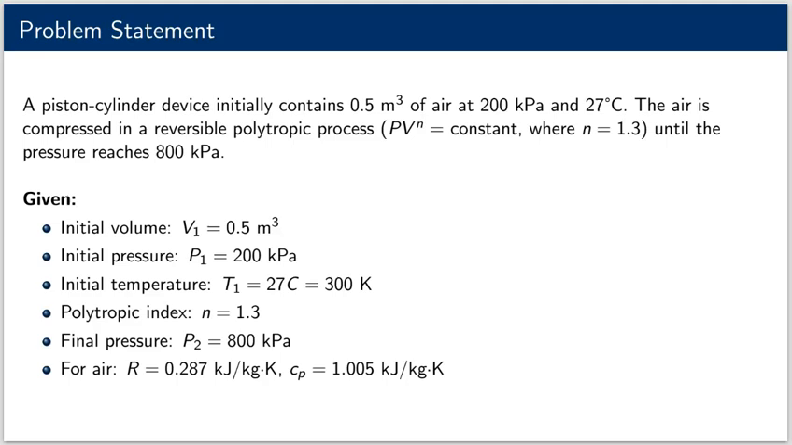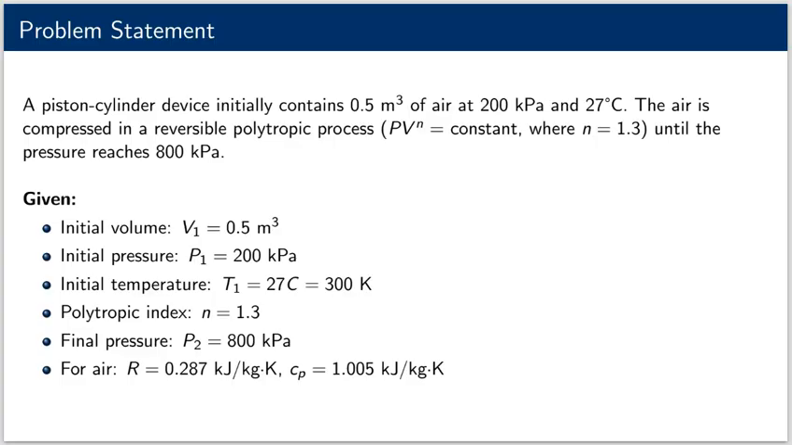So here is the given data that will be coming from the problem statement. Initial volume V1 is 0.5 meter cube. Initial pressure P1 is 200 kilopascal, that is given in the problem. Initial temperature T1 is 27 degrees centigrade. If we convert to Kelvin, that is 300 Kelvin. Polytropic index n is equal to 1.3. Final pressure P2 is 800 kilopascal.